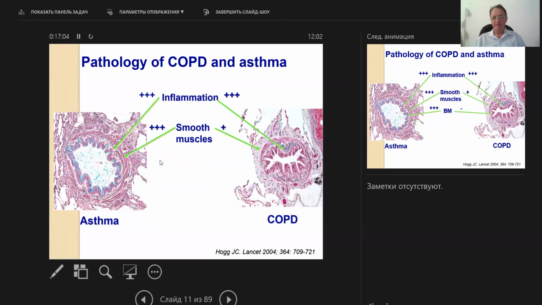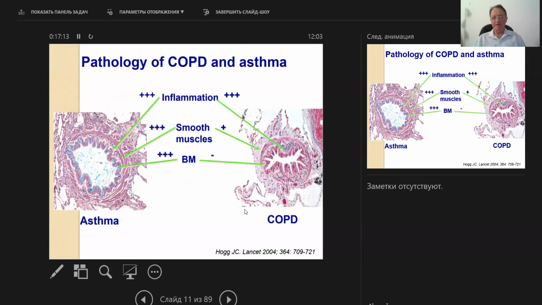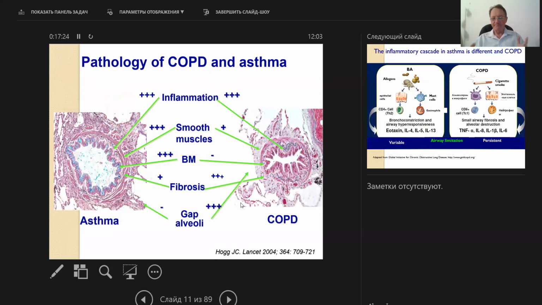That's why I come back to this definition. It's due to airway abnormalities. This abnormality is peribronchial fibrosis. Fibrosis surrounds the bronchi. And the last pathological change in lung parenchyma happens preferably in patients with COPD. It's the formation of emphysema.